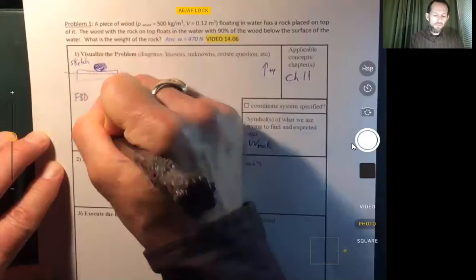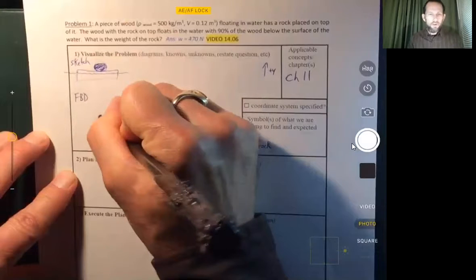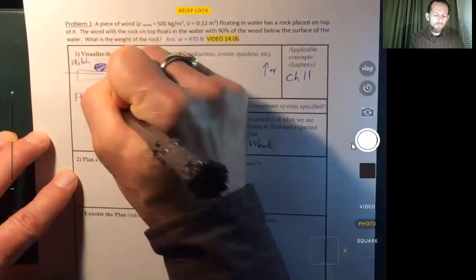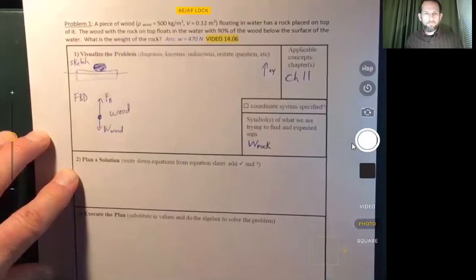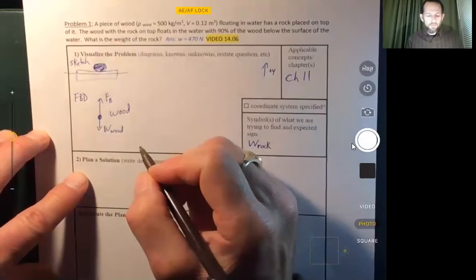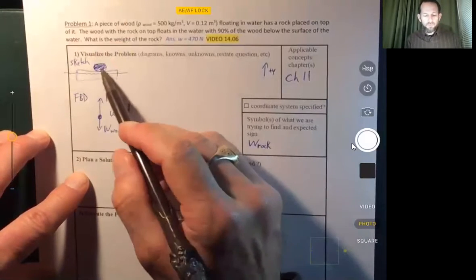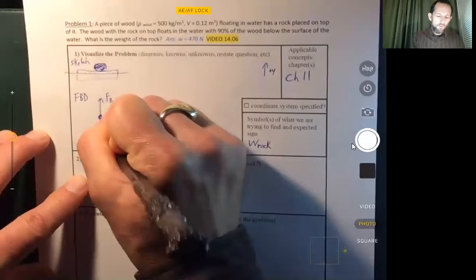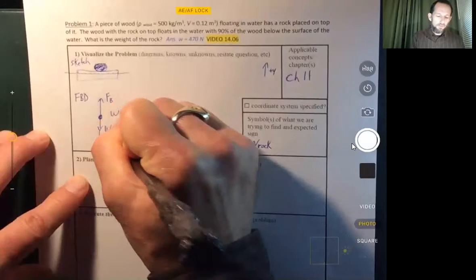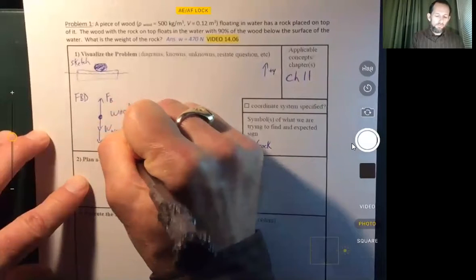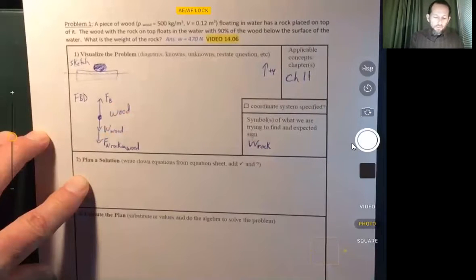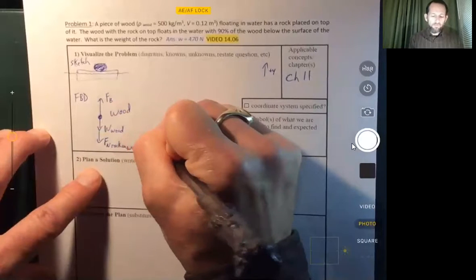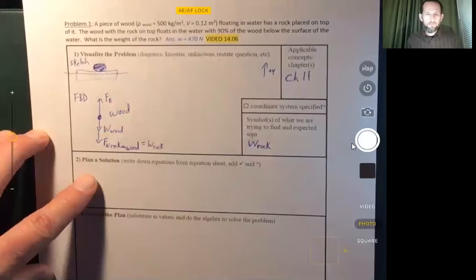All right, well, what forces are acting on the wood? There's the weight of the wood, and there is a buoyant force because it's displacing some water. And what else? Well, what else is touching this piece of wood? The rock is, and the rock is pushing down. And so this is the normal force of the rock on the wood. But since it's in equilibrium, that normal force of the rock pushing on the wood is also equal to the weight of the rock. If it were accelerating, then that would be a different story.